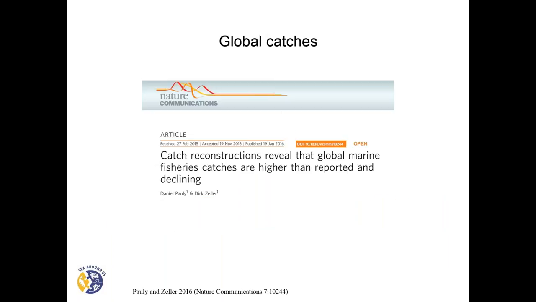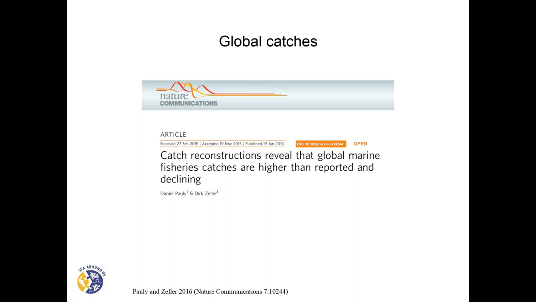Following the reconstruction of so many countries, done in collaboration with hundreds of colleagues throughout the world, what we did was not rocket science. We just added up everything together. We just added it up. And the result was published in January of this year in Nature Communications, and the secret of what we found.